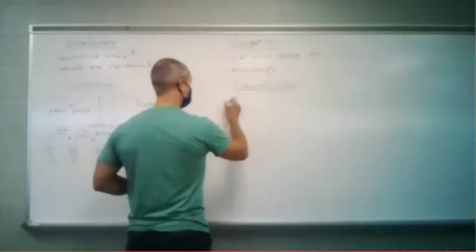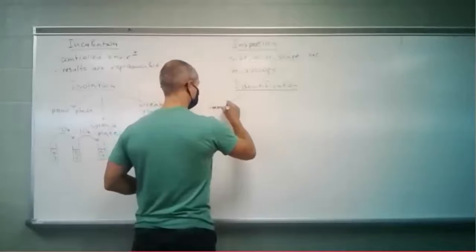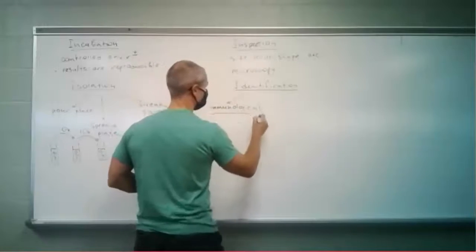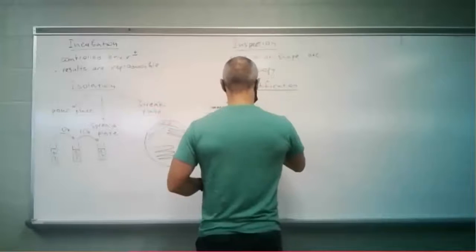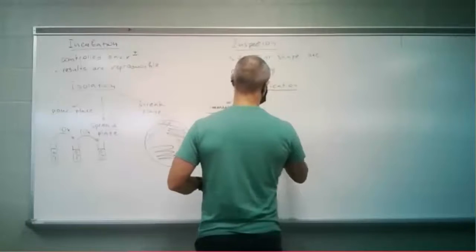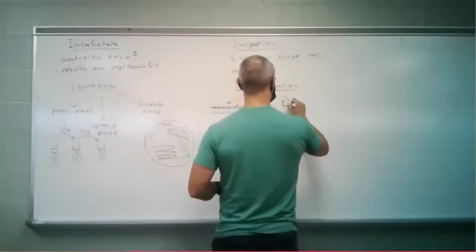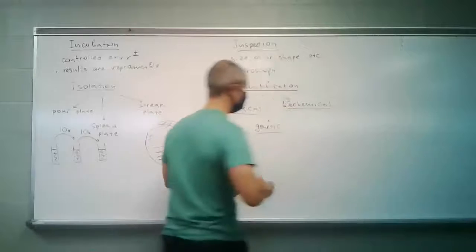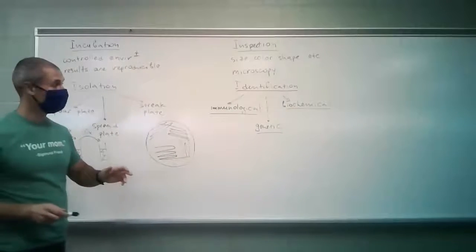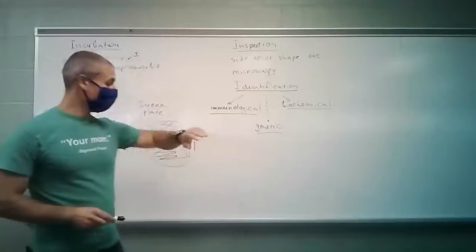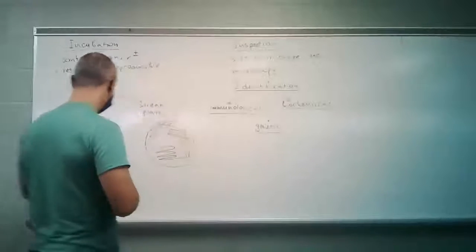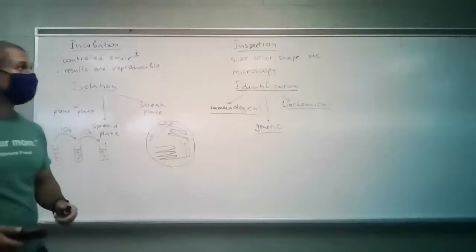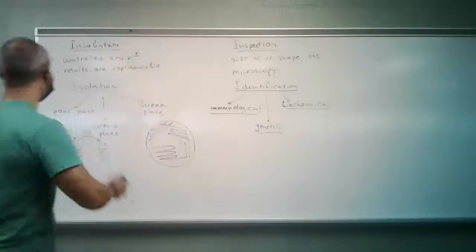So these will be immunological methods. I call them genetic methods and biochemical methods. Okay? So we're going to talk for about 40 minutes, I think, maybe less than that. We're going to talk about these methods of identification of microorganisms.